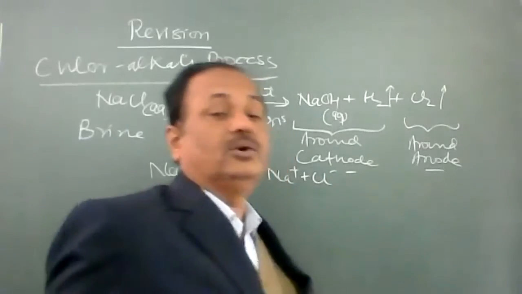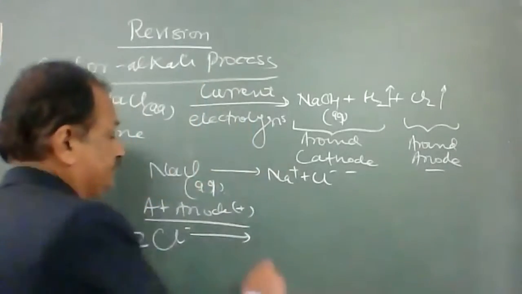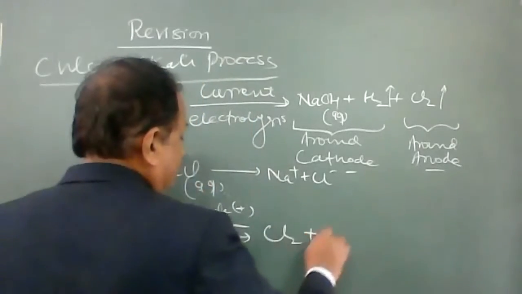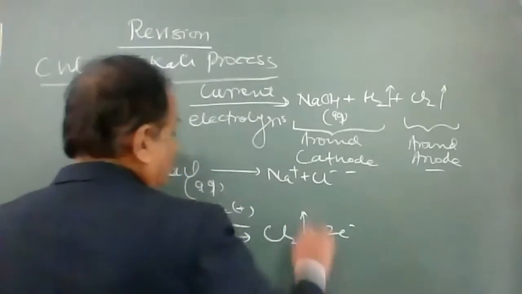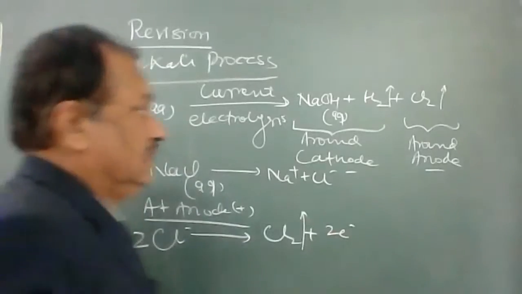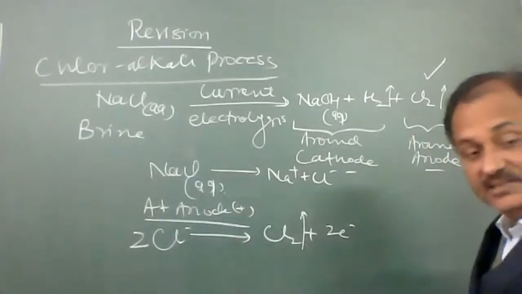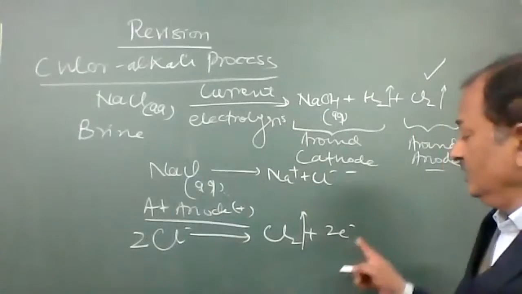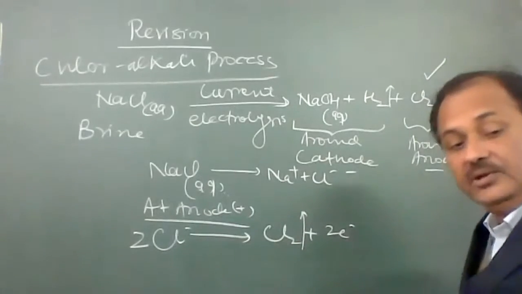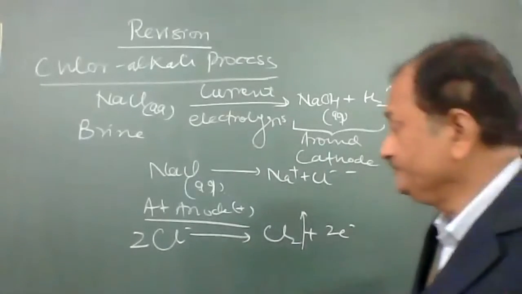What is oxidation? Loss of electrons. So there will be Cl2. Chlorine gas is obtained at the anode. That's why I've written it. So electrons have been lost. Loss of electrons is called oxidation.